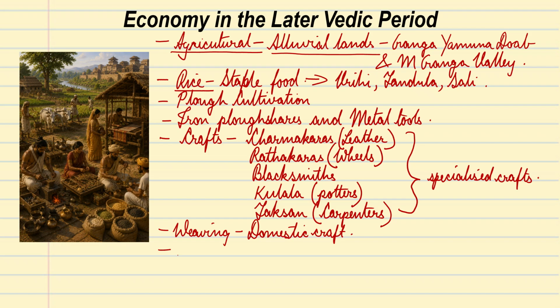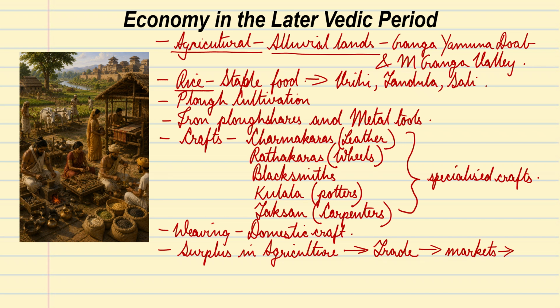There was agricultural surplus. Surplus in agriculture means there was production more than required. So what happens when there is surplus production, there will be trade. So trading activities were there, and if there is trade, then you get markets. And where do we get markets? When there are markets, we get urban settlements. So surplus gives trade, trade gives markets, and markets give urban settlements.